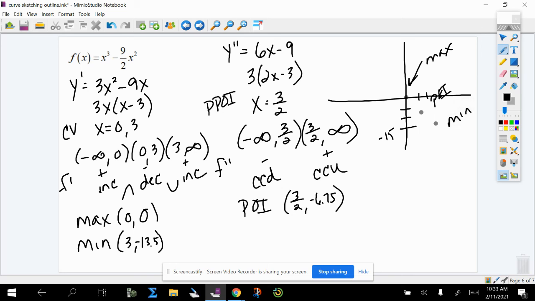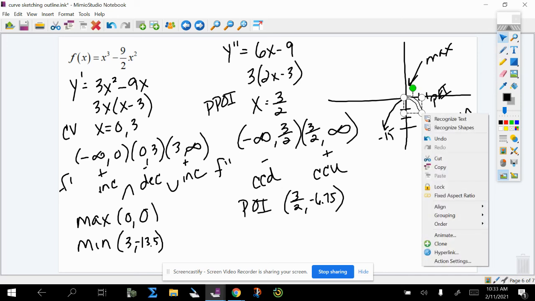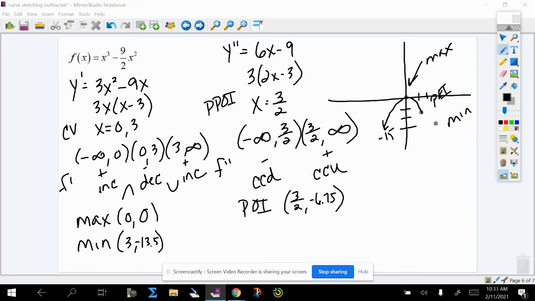So to connect the dots, my graph starts off increasing and concave down until it gets to the maximum. And then at 0, it switches to decreasing. It is still concave down until it gets to 3/2, or 1.5. And then it continues to decrease, but it switches concavity, and that's very slight. And then it gets to 3, it's increasing now, and it remains concave up for the rest of the graph.